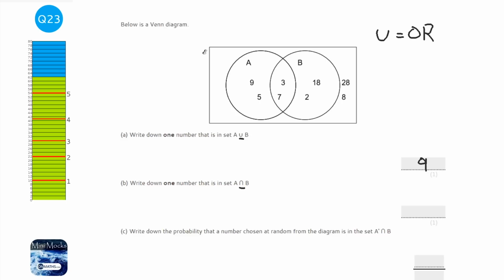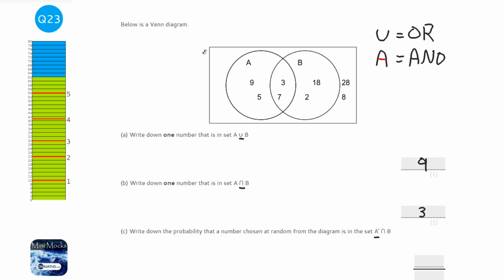This symbol here, I always view it as an and. I always put a little line there to say A for and it means it needs to be in A and B. It can't just be in A, it can't just be in B, it needs to be in both. And there's two numbers that fit that bill, 3 and 7. So I could write 3 or I could write 7.